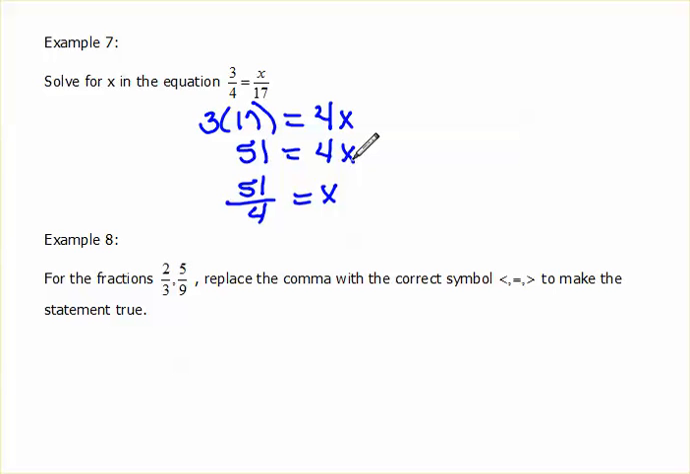Now 51 can be reduced down because I know that 3 will go into it, but 3 won't go into 4. The only factors of 4 are 1 and 4 and 2 times 2. So 2 won't go into 51. And will 4 go into 51? Not evenly. So this then would be our final answer. You do always want to check and see if you can reduce down your answers. But since we can't reduce this down any, that would just be our final answer.